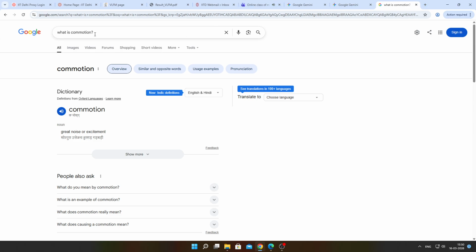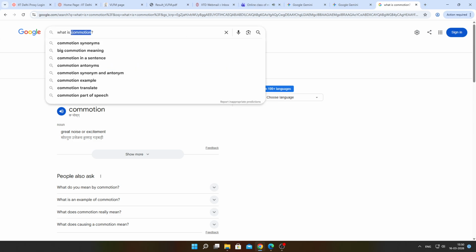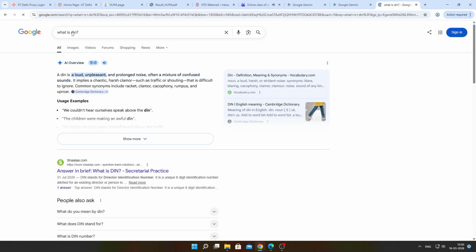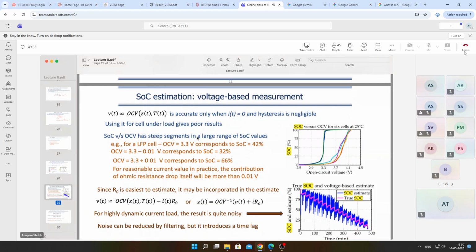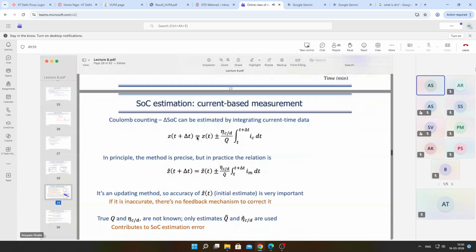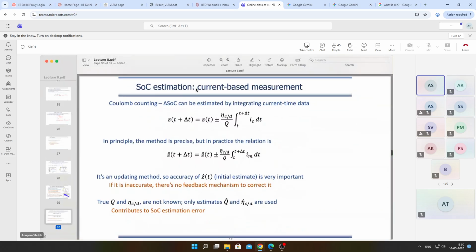If we talk about current-based measurements, it is primarily using current to measure the SOC. Okay, before I go to this, any questions up to this point on voltage-based methods for estimation of SOC? No? Okay, so the next class of method is making use of current measurements to do an SOC estimation.